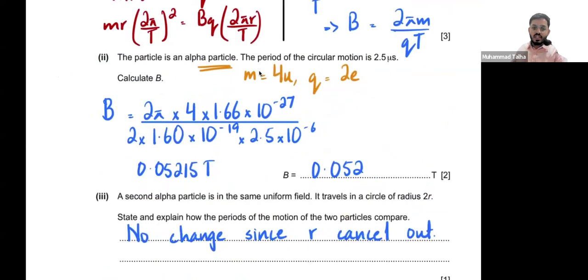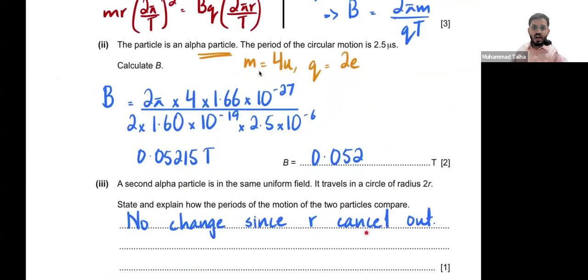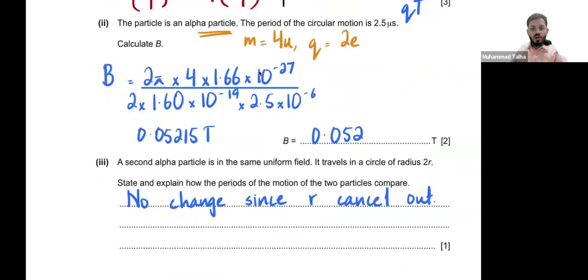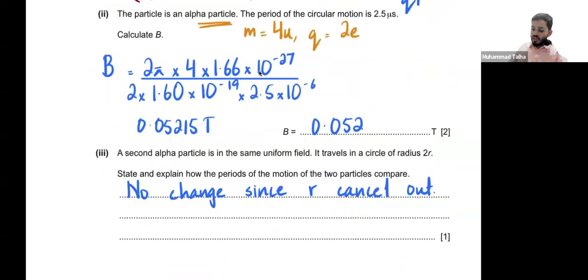So the answer is that there is no change since the r's basically cancelled out here in this step of this working, right? So the time period does not depend on r. You can say that the time period just depends on B, m, and q, right?